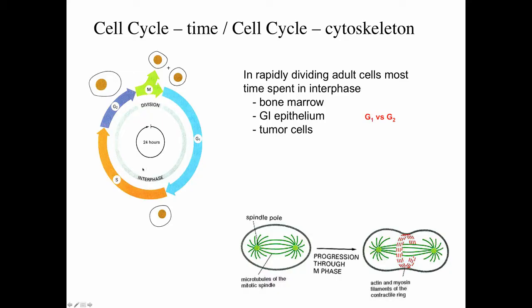The bottom piece of the cartoon is just to remind you of the importance of the cytoskeleton in relation to the cell cycle. Clearly, the spindle fibers for moving the chromosomes and the contractile ring for separating the cell during cell division. The spindle fibers, of course, are mostly microtubules. The contractile ring, mostly actin interacting with myosin.